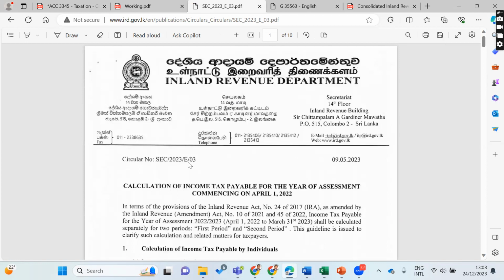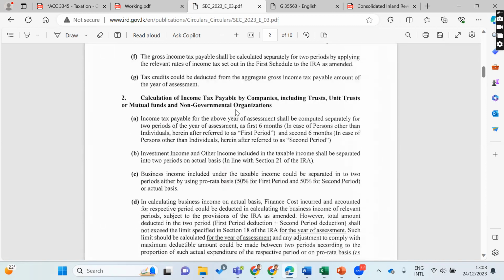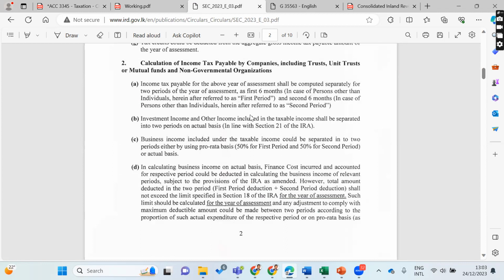I will put this link under this video, right? Here, for companies, it explains how to deal with the tax provision for this transitional period, not exactly transitional, but with the recent amendment for the applicable 22-23 year, how to compute. For a company, it says how to do the first period and the second period, the first 6 months and the second 6 months. Likewise, they explain those things.